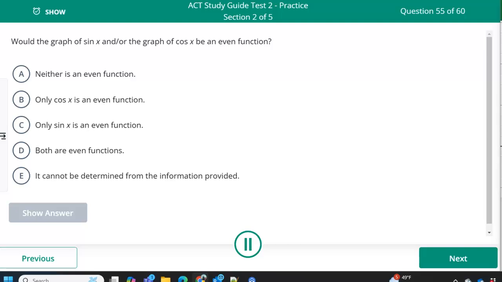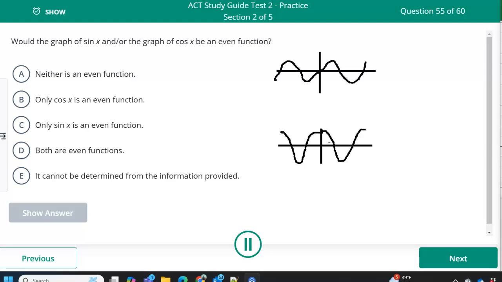Would the graph of sine x and/or the graph of cosine x be an even function? All right, well, an even function is symmetrical with respect to the y-axis. So I've taken the liberty here of drawing a sine function here. And a sine function is not symmetrical with respect to the y-axis. This is a cosine function down here. Now, a cosine function is symmetrical with respect to the y-axis.